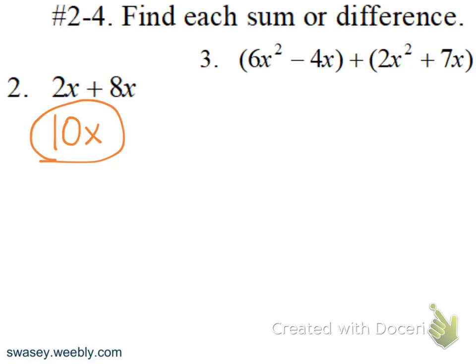Number 3, adding these two binomials. 6x squared plus 2x squared is 8x squared. Negative 4x plus 7x gives us positive 3x.